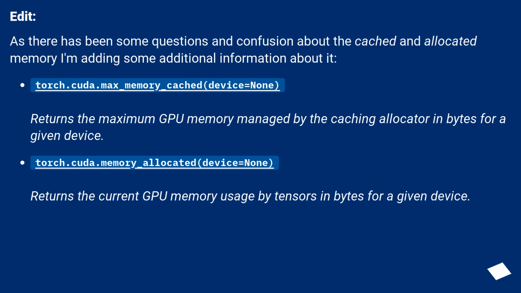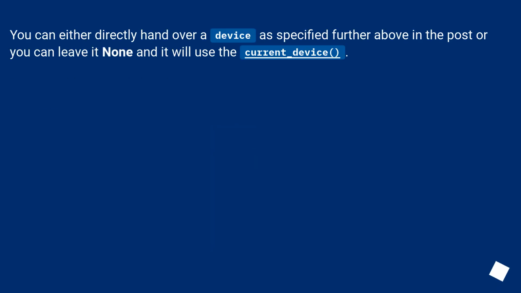Edit. As there have been some questions and confusion about the cached and allocated memory, I'm adding some additional information about it. torch.cuda.max_memory_cached(device=None) returns the maximum CUDA memory managed by the caching allocator in bytes for a given device. torch.cuda.memory_allocated(device=None) returns the current CUDA memory usage by tensors in bytes for a given device. You can either directly hand over a device as specified further above in the post, or you can leave it None and it will use the current_device.